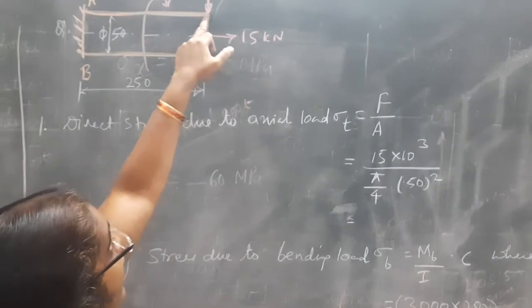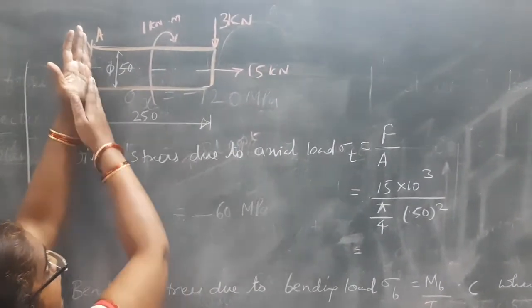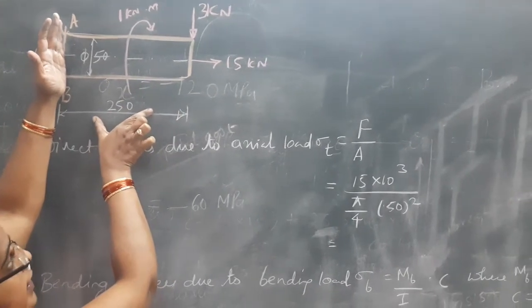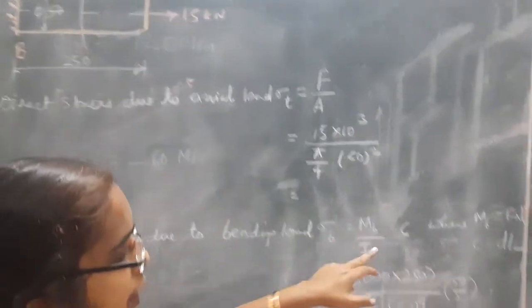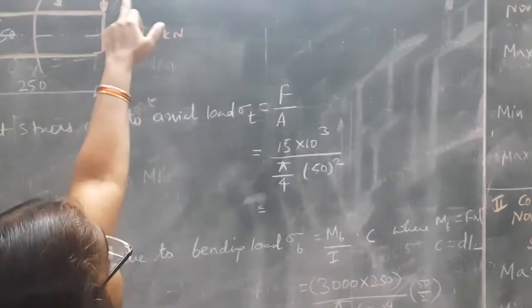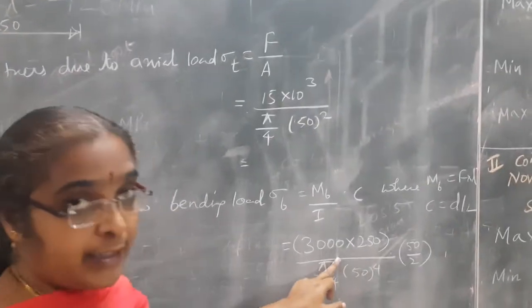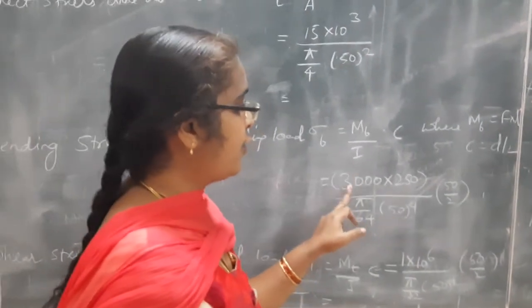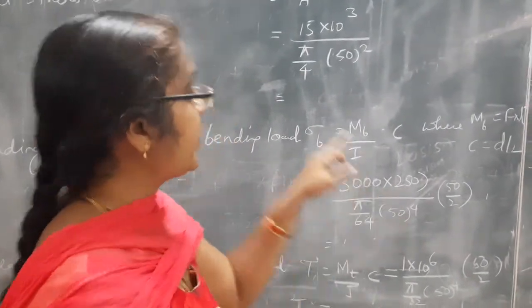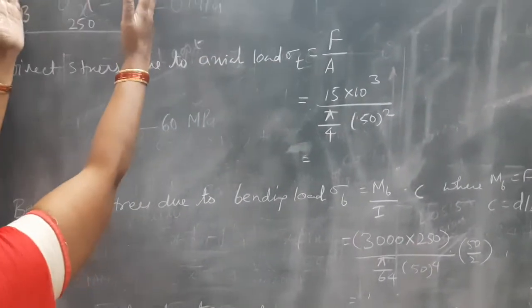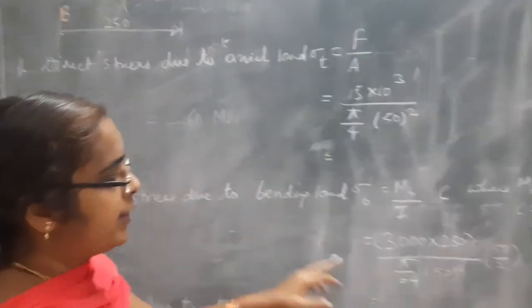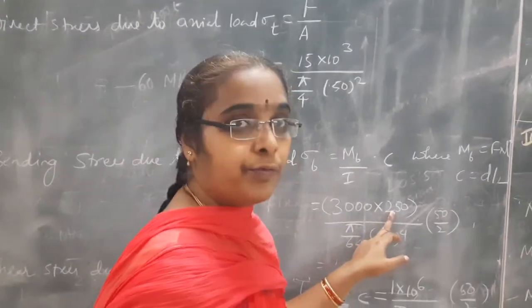What is the load? Load is 3 kilonewton. And what is the distance? We are considering up to this point, so the distance comes to be 250. The span itself is the distance, 250. So load, I'll take it as 3 kilonewton. 3 kilonewton means it is 3000 newton, because kilo means 10 raised to 3, nothing but 1000. So load is 3000 and distance is this span, from this load to this point, the distance is 250. So I have taken distance as 250.